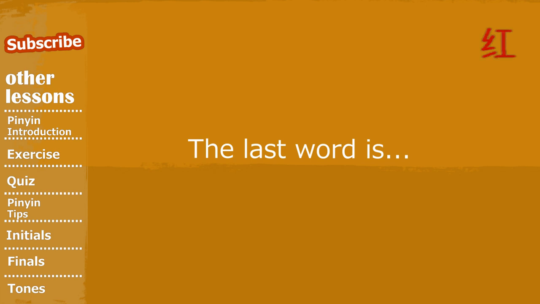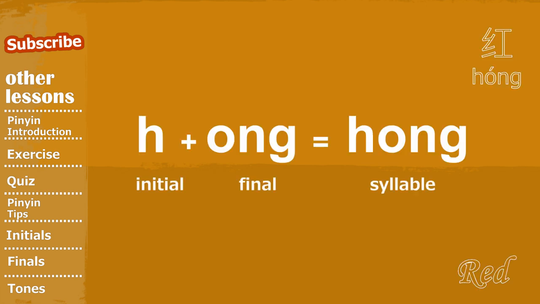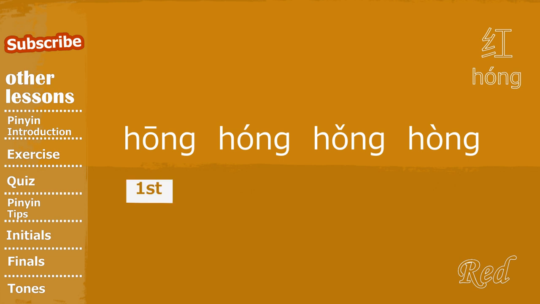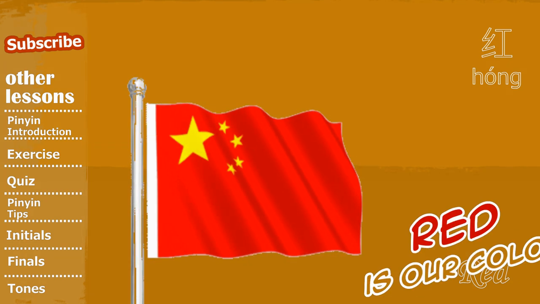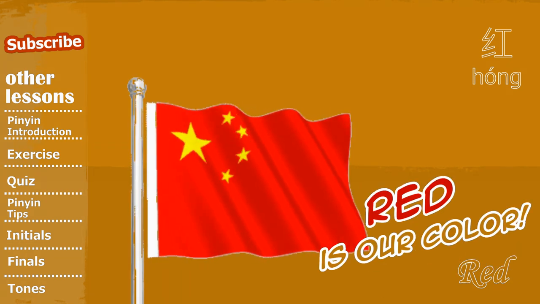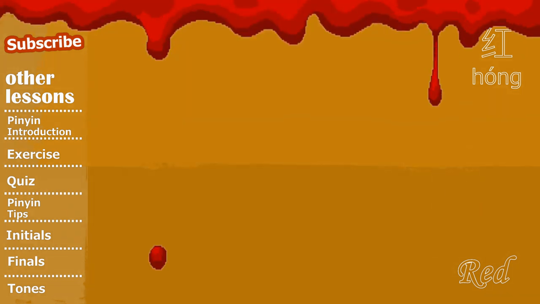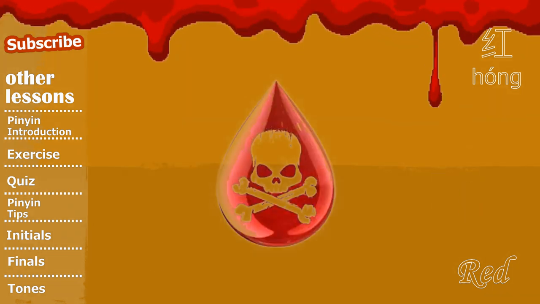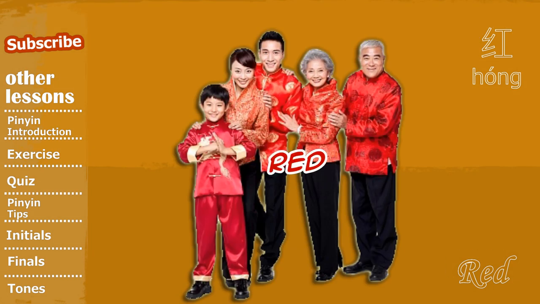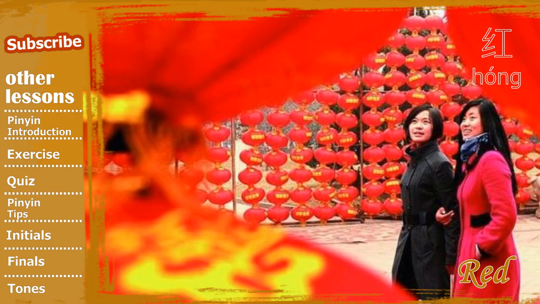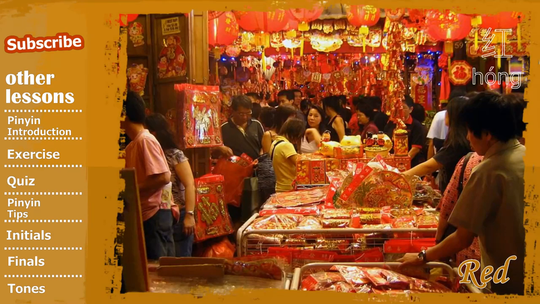The last word is 红, meaning red. It is made up of the initial 和 and the same final, ong. It used the second tone, so hong, hong, hong, hong. It is hong. Red is considered a lucky color in China, which can be surprising to some people since red often relates to danger or blood. But this is not the case in China. Especially during Chinese New Year, you find people wearing red clothing and decorating their homes with lots of red.